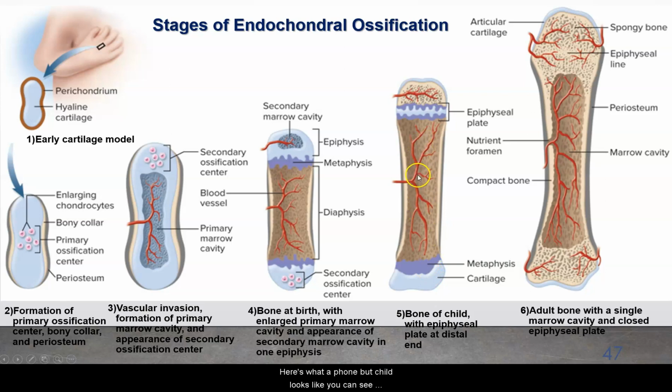Here is what a bone of a child looks like. You can see the large epiphyseal plate where the growth is going to be happening at the distal end, right? This is away from the main line of the body. And then here's what an adult bone looks like, where you have a single marrow cavity and a closed epiphyseal plate, with the remaining epiphyseal line showing where that plate was.